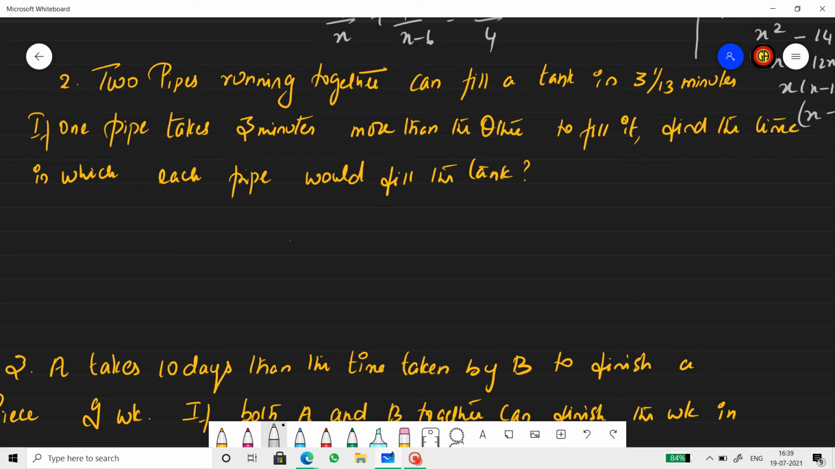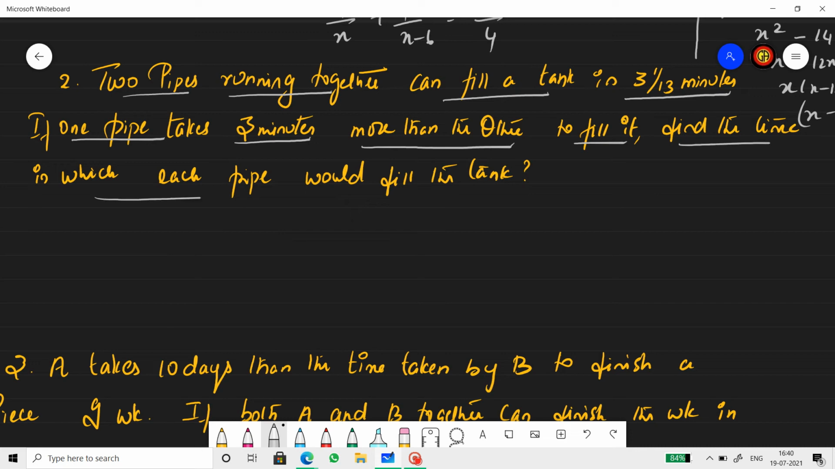Second question: two pipes running together can fill a tank in 3 1 by 13 minutes. So together two pipes can fill a tank in 3 1 by 13 minutes. One pipe takes 3 minutes more than the other to fill it. So individually, one takes 3 minutes more than the other. Find the time in which each pipe would fill the tank.